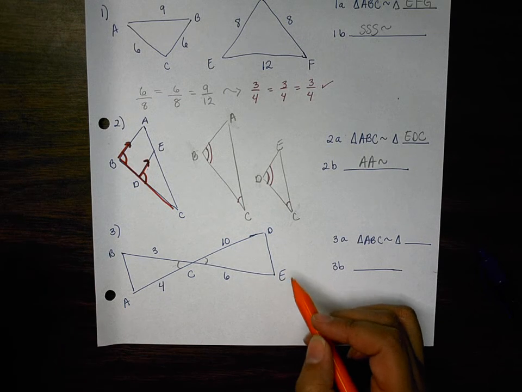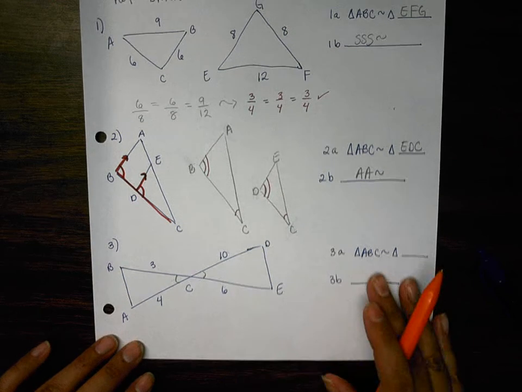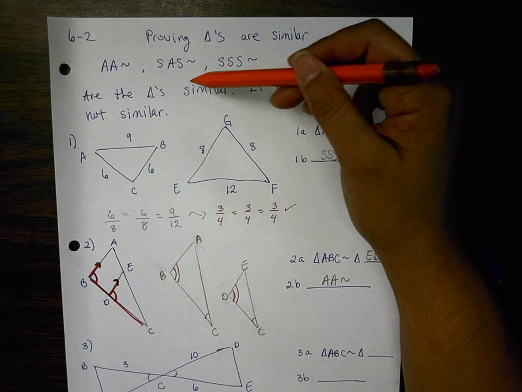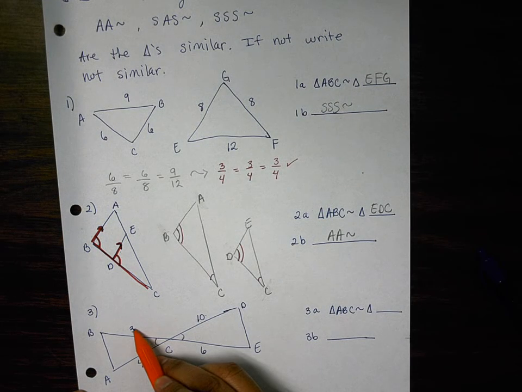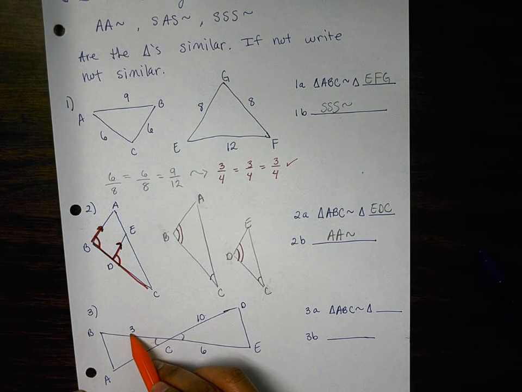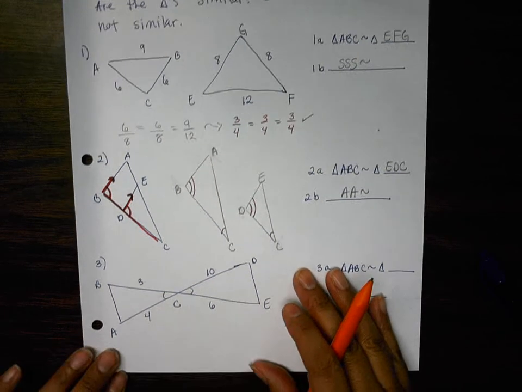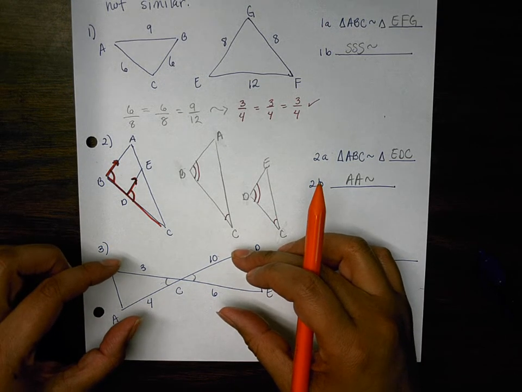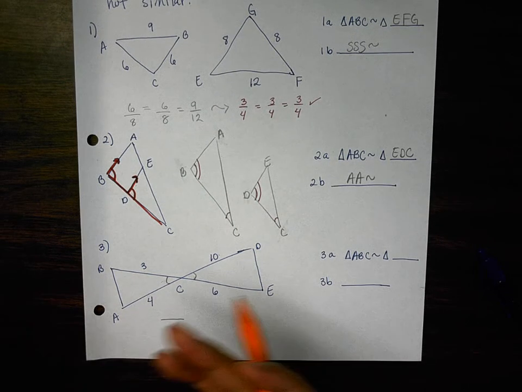Okay. I don't have any other angle markings. No lines are parallel, so I can't put any markings in. But I have these side markings. If anything, which one do you think I'm going to try to use? Can you see it looks like side, angle, side? Yes or no? Yeah. Side, angle, side. Can you guys see that? Yeah. Now, that doesn't mean they're similar. We have to check it. Side lengths have to be congruent or proportional.